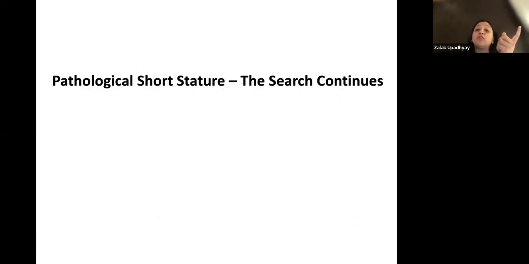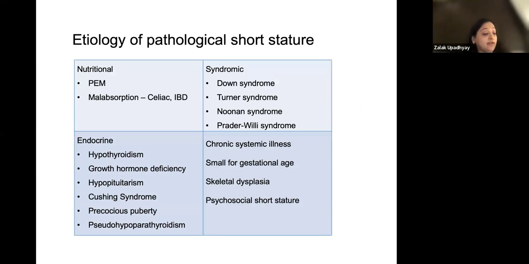So now from physiological to pathological short stature, what is the etiology? Nutritional, celiac disease, IBD, inflammatory bowel disease. Then syndromic, we know Turner, Noonan, Prader-Willi, they'll be short. Again, nutritional and chronic systemic illness are very common in India still. We need to rule out any chronic systemic illness. SGA baby at birth, skeletal dysplasia.